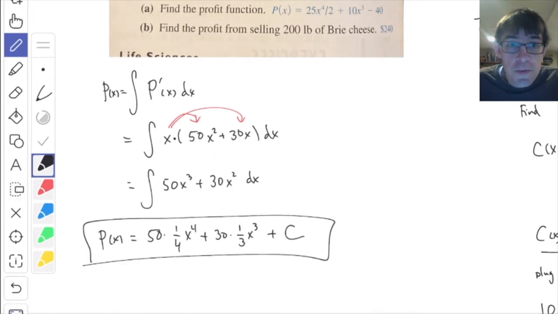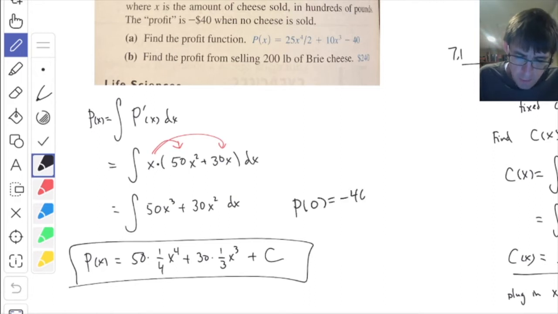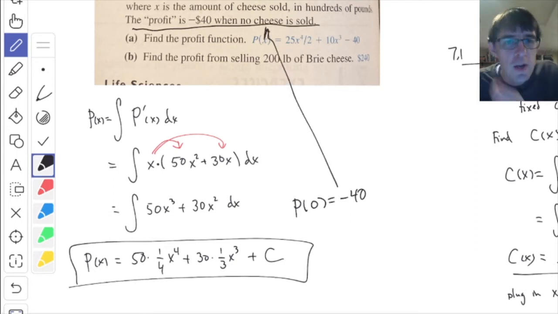In order to solve for the c, you use the initial value, which is given in the original problem. It says the profit is minus 40 when no cheese is sold. x is the amount of cheese, so no cheese would mean x is 0. So what that means is basically P of 0 equals negative 40. That's what this statement here is. Yeah, I'm writing in the book. The profit is negative 40. That means P of 0, the profit of no cheese, is minus 40.